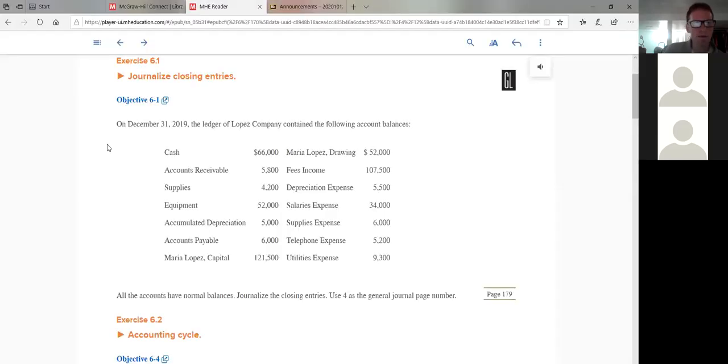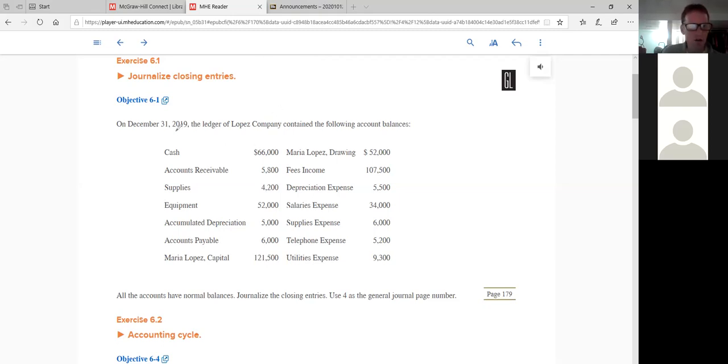All right, so here's problem 6.1. In problem 6.1, notice it says journalize the closing entries, and of course, this is for December 31st, 2019. At the bottom, I think I mentioned this, but just to remind you, it says all accounts have normal balances. That means, back to our debit and credit rules, the increase side. And then they want you to simply journalize the closing entries. So before we do that, let's just take a quick look at this.